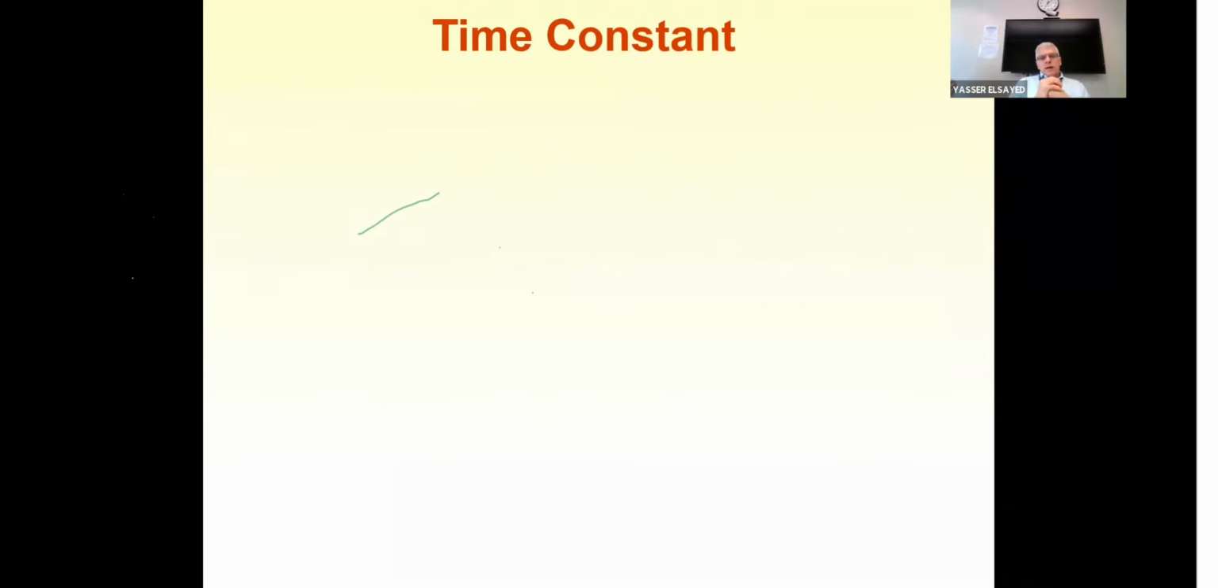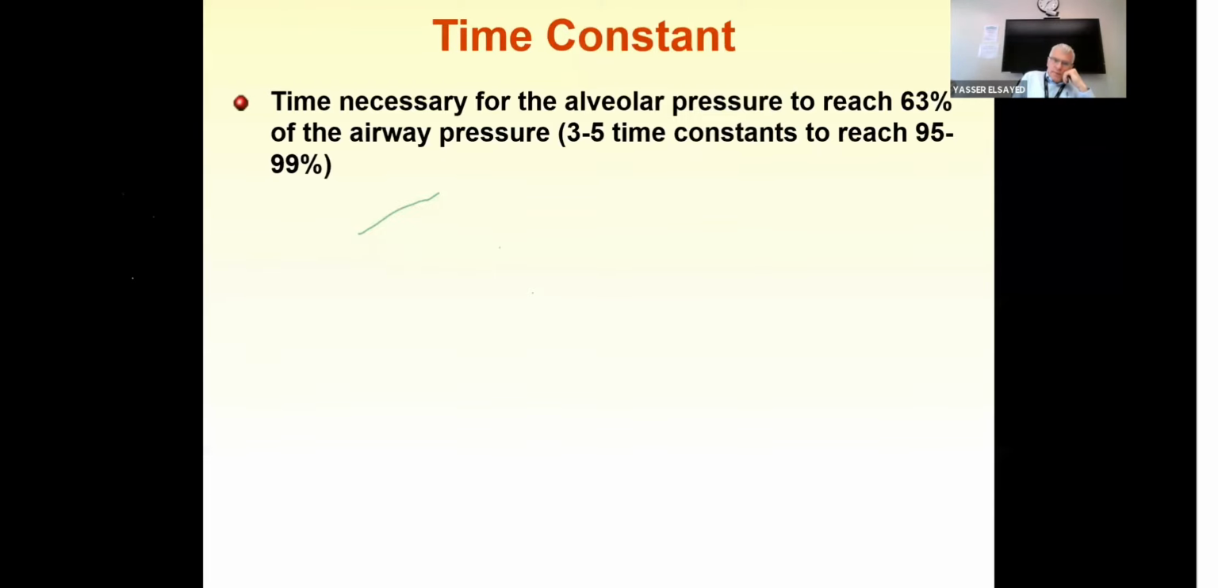The other concept that is important when you ventilate a baby is the concept of time constant. Now, time constant is the time necessary for the alveolar pressure to reach 63% of the airway pressure. You can use volume or pressure, it doesn't matter. But it is that time that you need to reach 63% of that airway pressure. Under normal conditions, you need 3 to 5 time constants to reach 95 to 99% of that pressure. Okay.